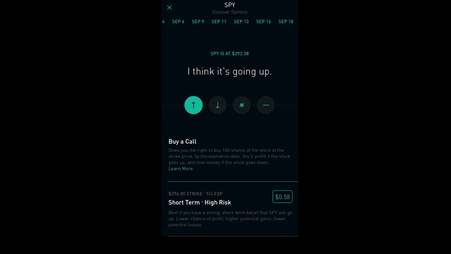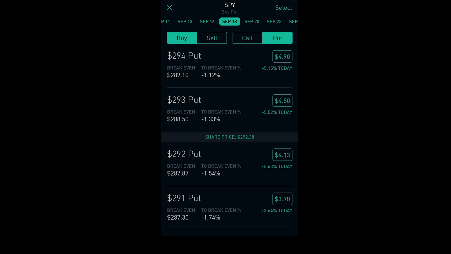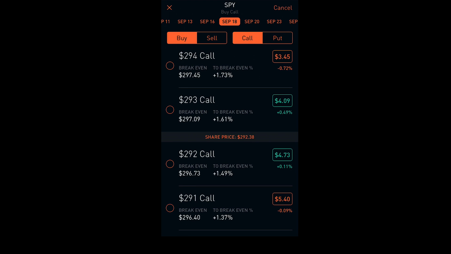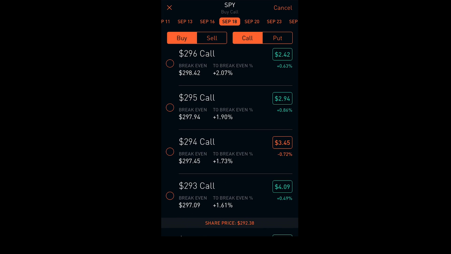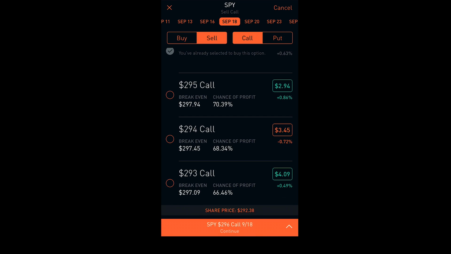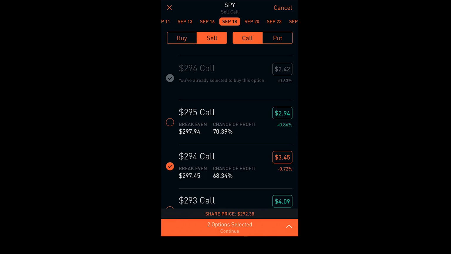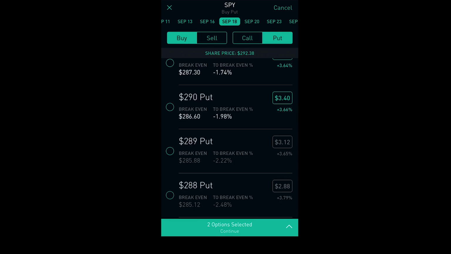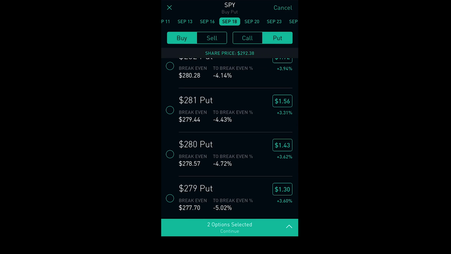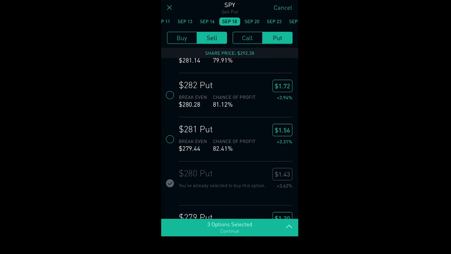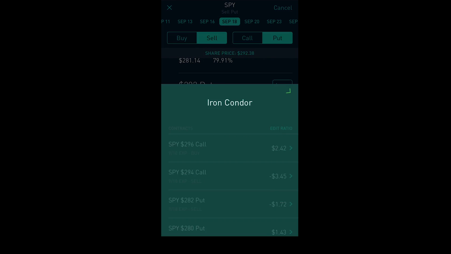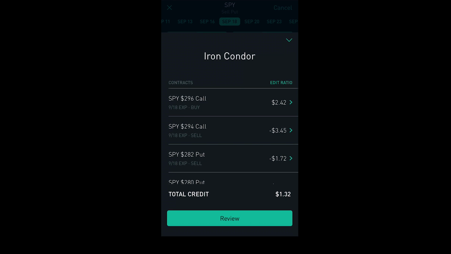We're doing September 18th. Let's select our calls first. So we're buying the 296 strike call, then we're selling the 294 call. And then we're buying the 280 put, and we are selling the 282 put. And look, it says Iron Condor. Look at that. It recognizes our very smart, hard work.